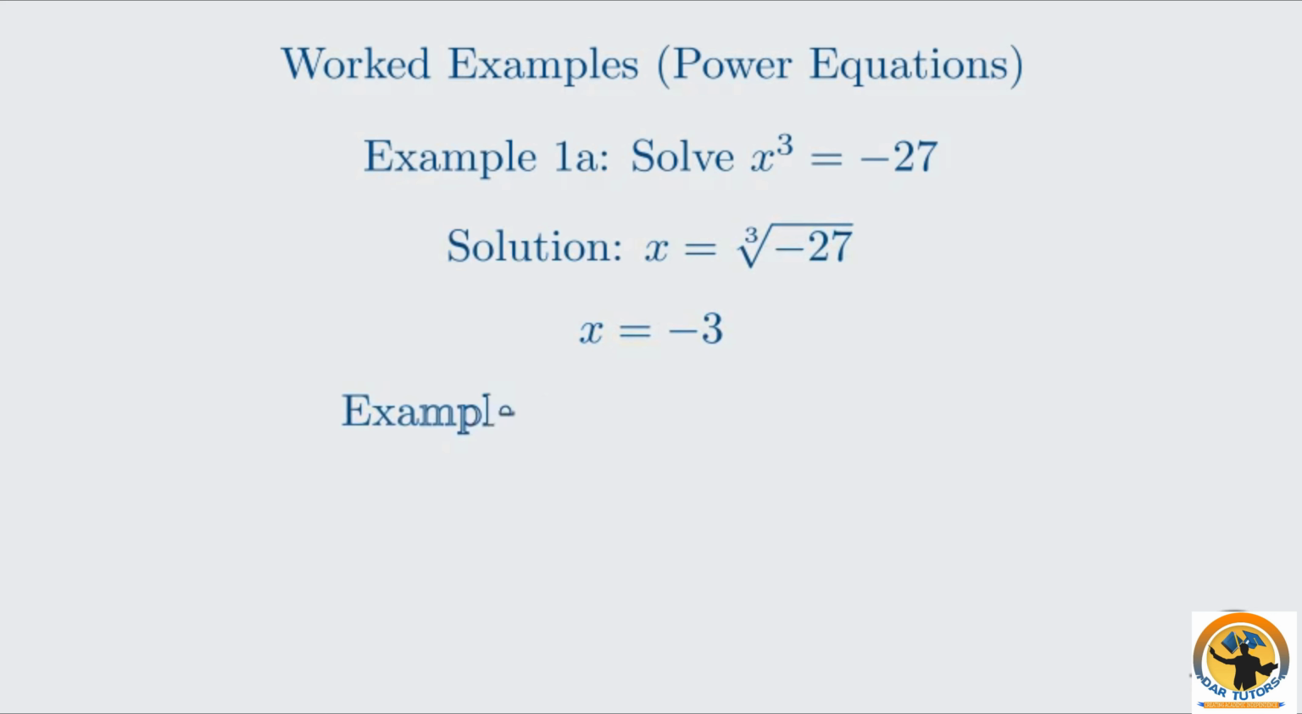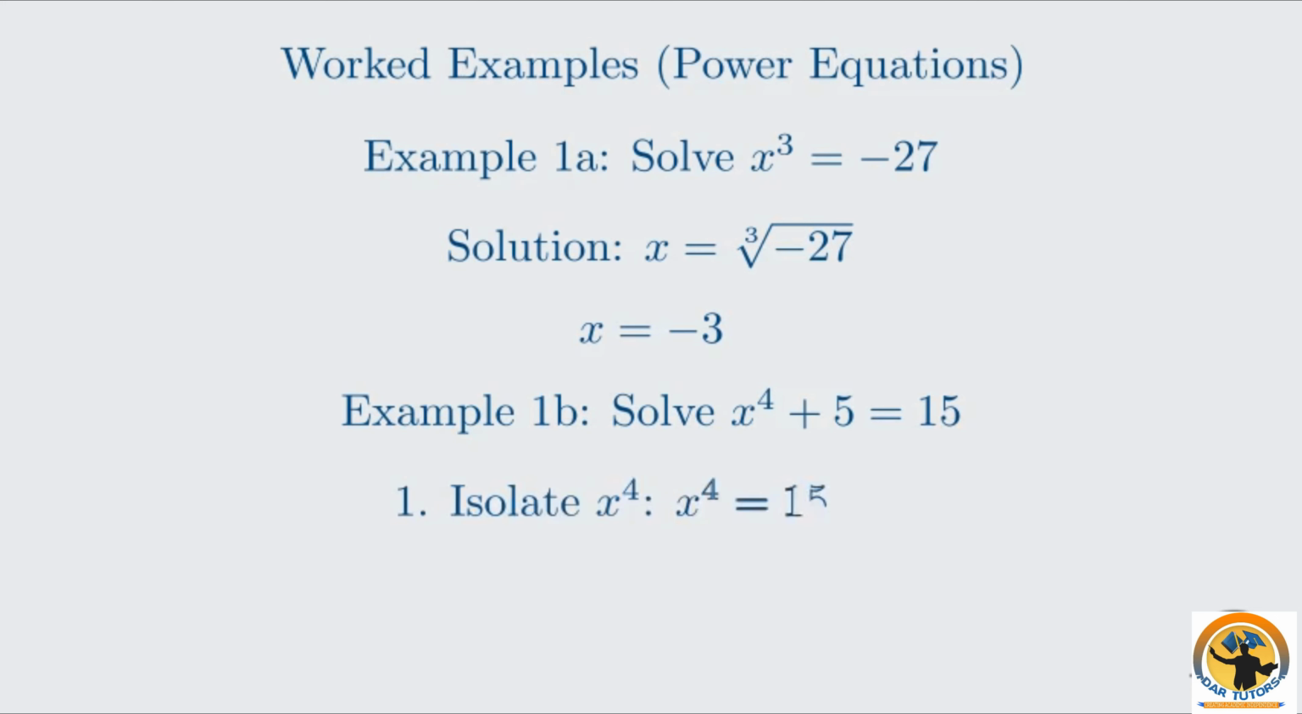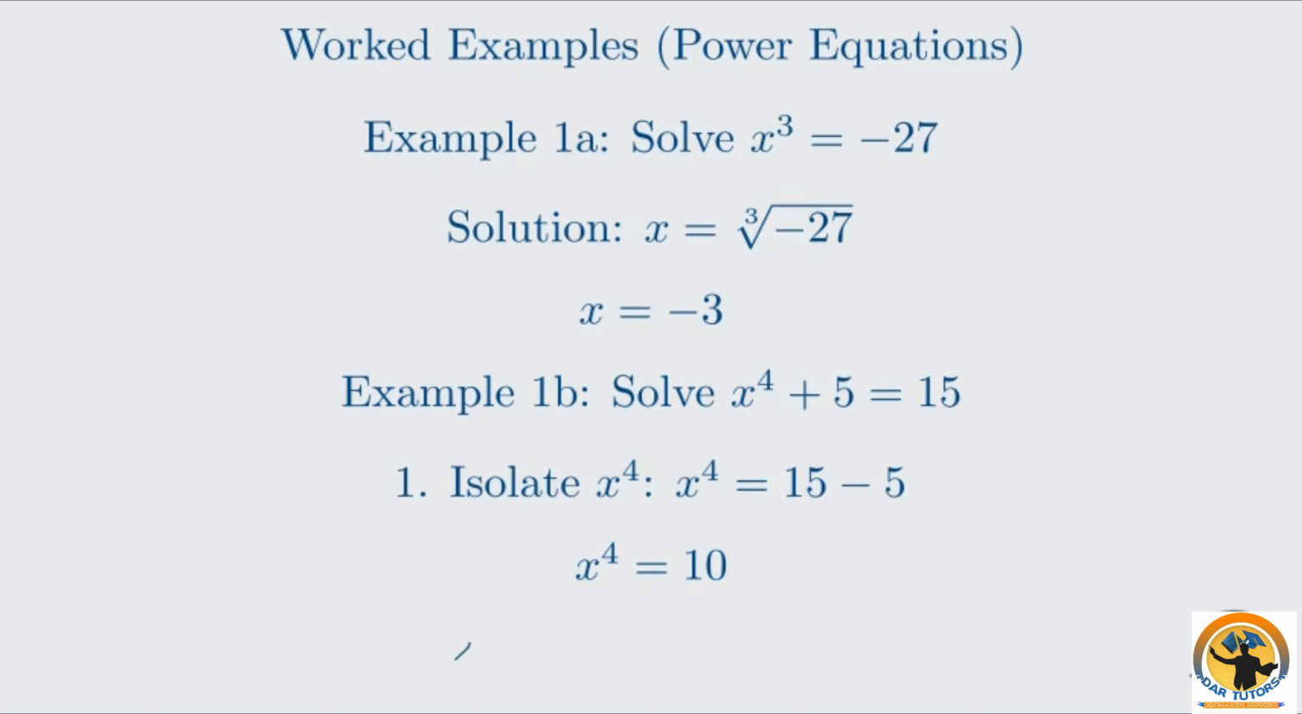Example 2. Solve x to the power of 4 plus 5 equals 15. First, we need to isolate the x to the power of 4 term. Subtracting 5 from both sides gives us x to the power of 4 equals 10. The power n is 4, which is an even number. Since the right side, 10, is positive, we expect two real solutions. We take the fourth root of both sides, remembering to include both the positive and negative roots. The solutions are x equals the fourth root of 10 and x equals negative the fourth root of 10. This gives us x equals plus or minus the fourth root of 10.